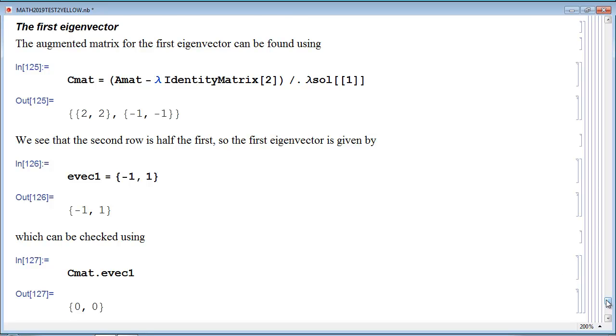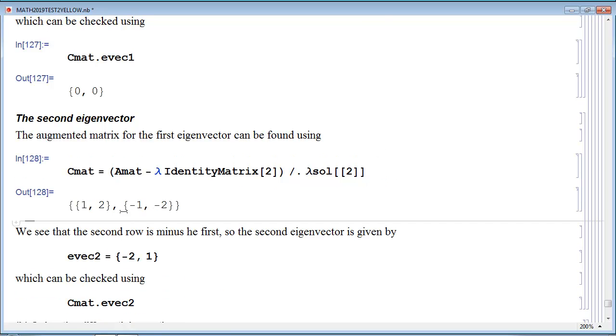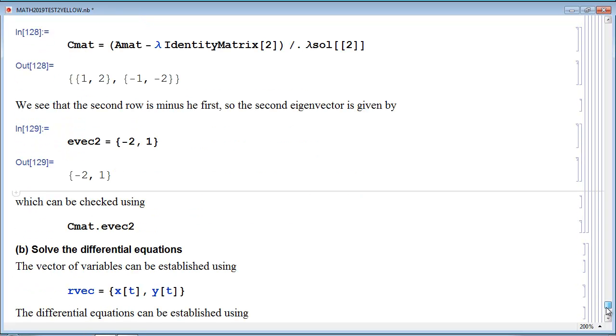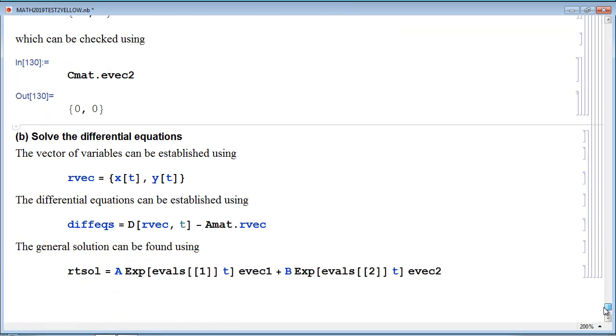So the second eigenvector is very similar. We now evaluate that matrix at the second eigenvalue, and we can see that the second row is the negative of the first row, so that tells us that if we let the second element be 1, then the first element is -2, and there we go. But as we did before, we'll just check that we've found an eigenvector. And we have. So now we have to solve the differential equations.